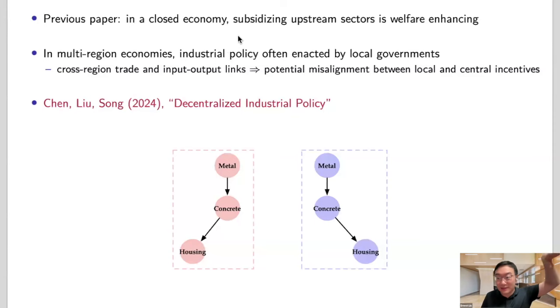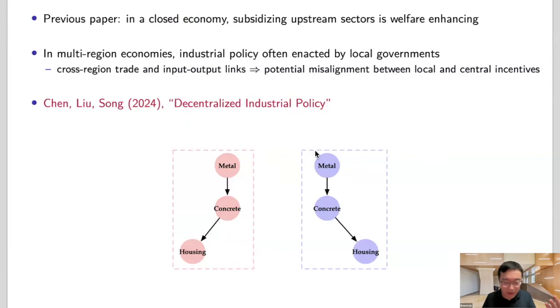Okay, so that is a paper where I consider a closed economy. In a closed economy, subsidizing upstream sectors is welfare enhancing. What's happened in practice in both China and South Korea? These are multi-region economies, and industrial policies are often enacted by local governments. So there could be a lot of political economy considerations with terms of trade considerations. Different local governments are essentially treating their domestic economy like open economies. In the presence of cross-region trade and input-output, there may be misalignment between local and central incentives. That's the topic of study of this follow-up paper.